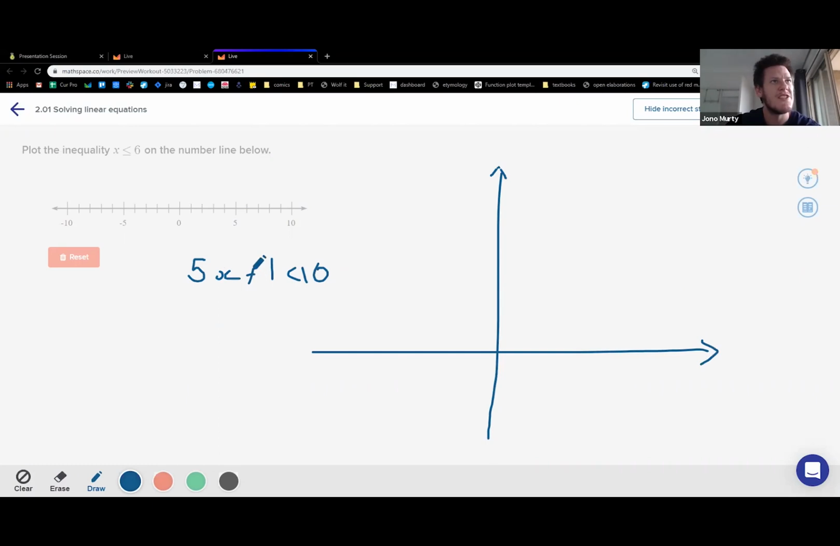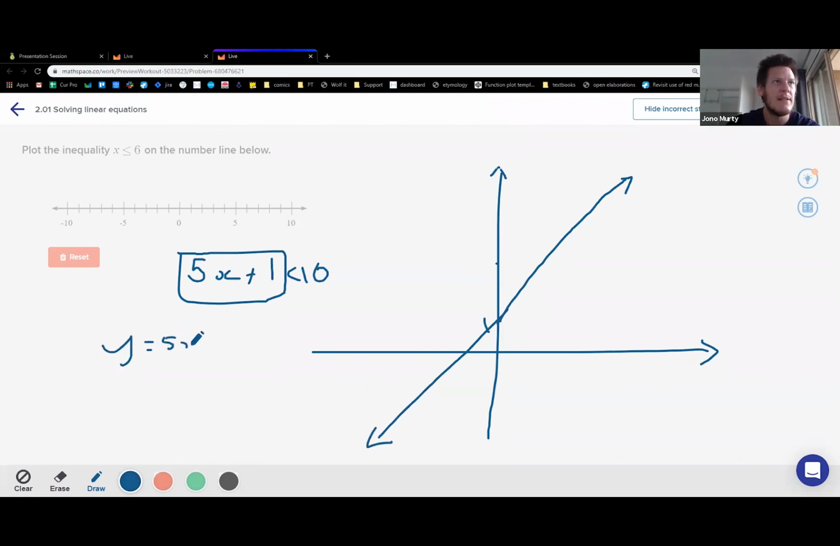So I have this expression, 5x plus 1. We know that crosses here at 1 and has a gradient of 5. So we can draw that line, y equals 5x plus 1. And then we can also plot this line here, y equals 10, which is just a straight line passing through y equals 10.